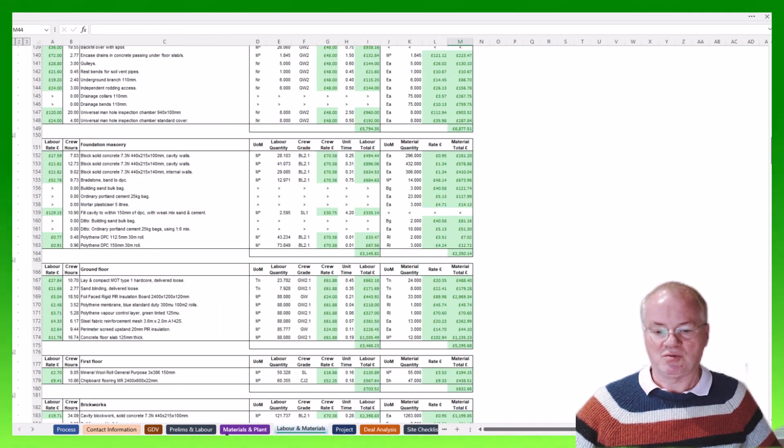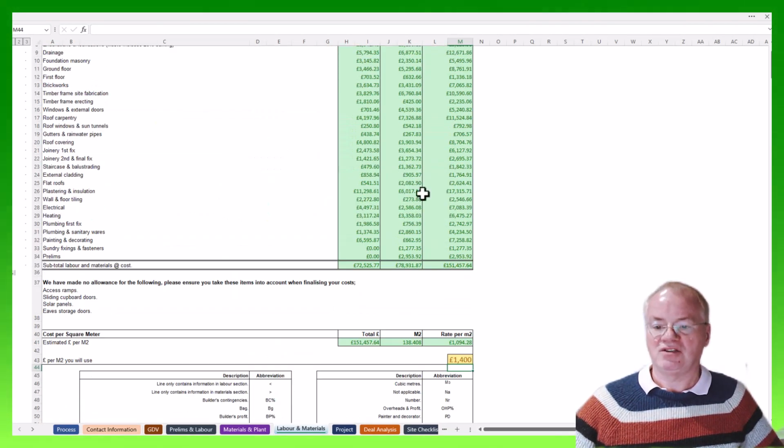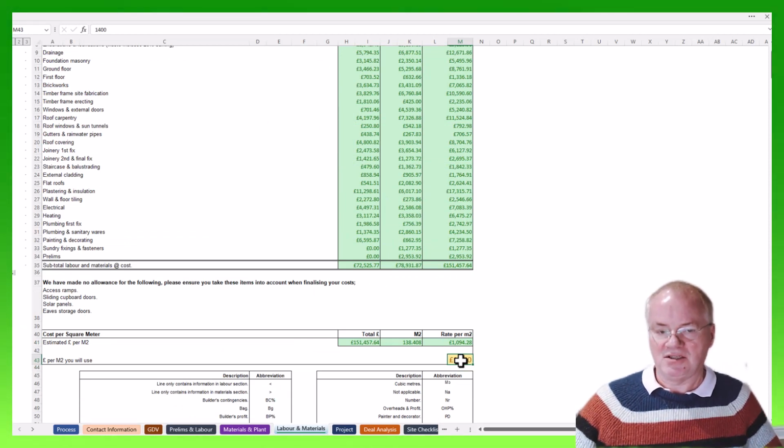Once you make those adjustments in those two tabs, it essentially changes the figures in here, giving you a reliable build cost. The only thing you would change on here is this figure here. This is just in order to solve that problem of how much it costs to build a house in the UK.